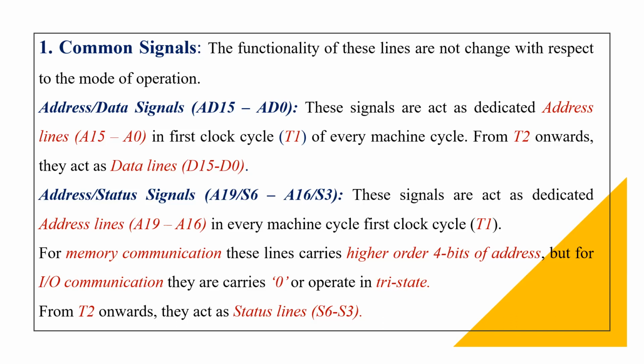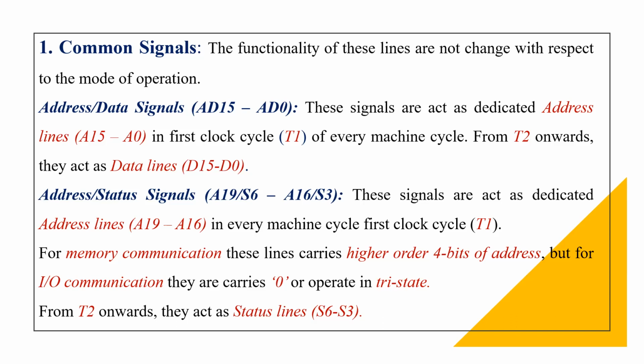To identify an IO device, we need a 16-bit address. Whatever the 16-bit address your processor can generate, that should be carried by our lower 16 address lines, say A15 to A0. So obviously there is no need of the higher order 4 address lines, that is A19 to A16, so these either carry 0 or they simply operate in a tri-state.